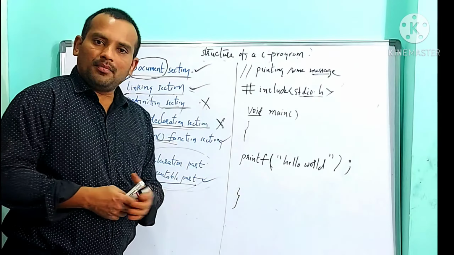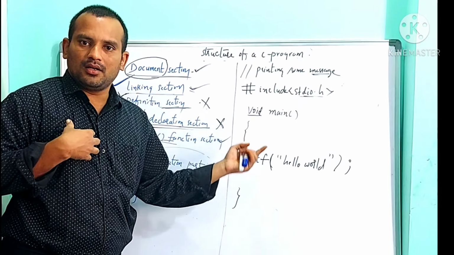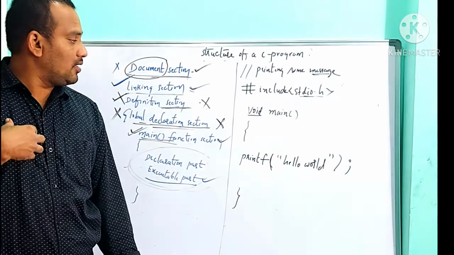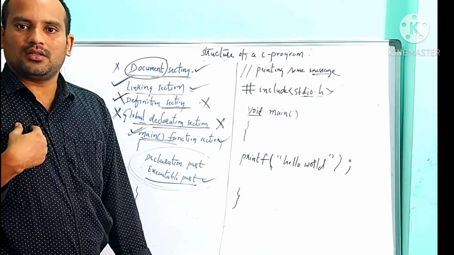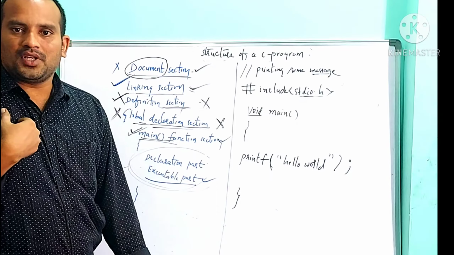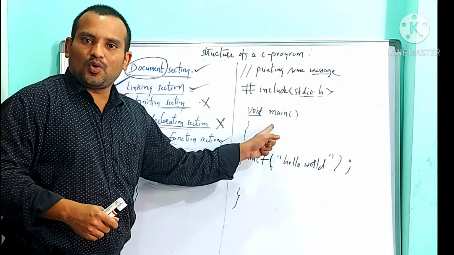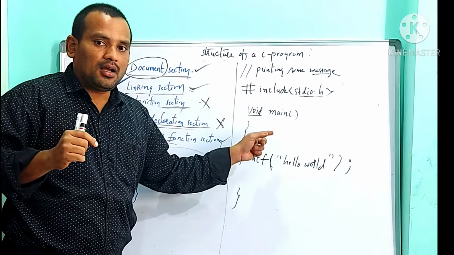Who wrote this program? A human being, the user. I am the user, right? I have written this program, right? We are called users. I told you clearly, a user can write a program by using a user understandable language.